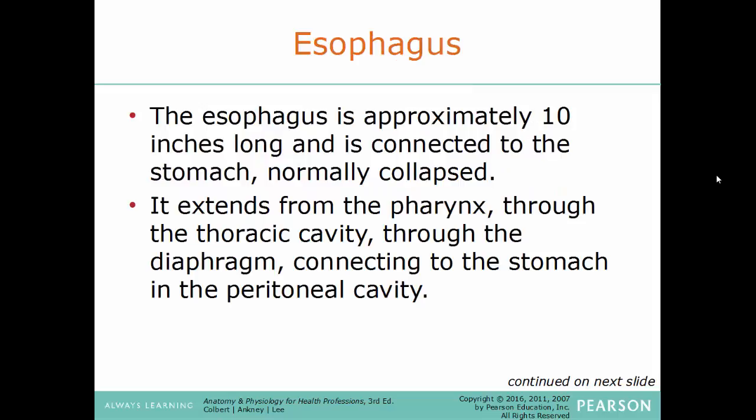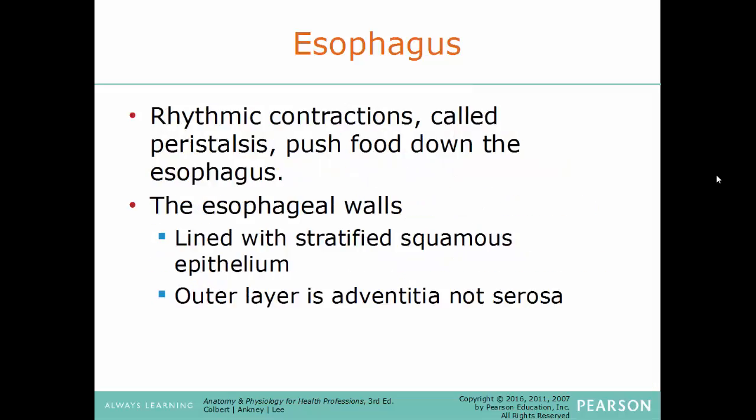Alright, after the pharynx, the food that you swallowed, or that bolus that you swallowed, will now travel down the esophagus. The esophagus is approximately 10 inches long, and it's connected to the stomach, and normally is collapsed. It only is forced open as a bolus travels down it. So compare that to the trachea, which is always held open constantly by rings of cartilage. The esophagus is a collapsible tube. It extends from the pharynx through the thoracic cavity, through the diaphragm, and connecting to the stomach and the peritoneal cavity. Now there are rhythmic contractions called peristalsis that help push the food down the esophagus. And you'll see that term come up again, peristalsis, in several body systems.